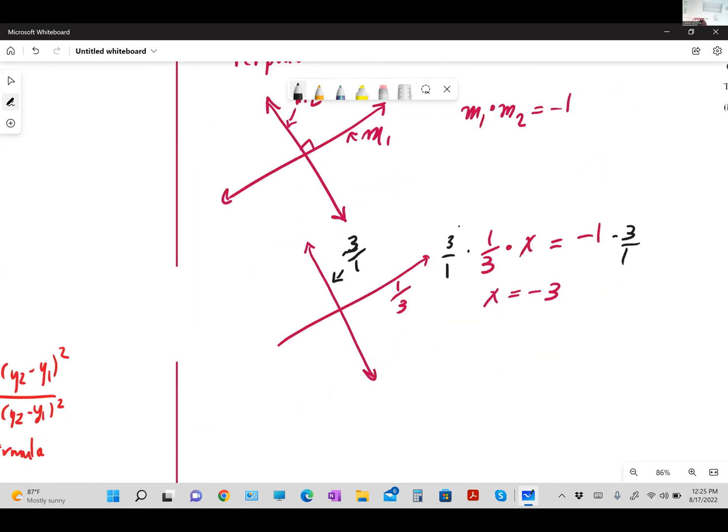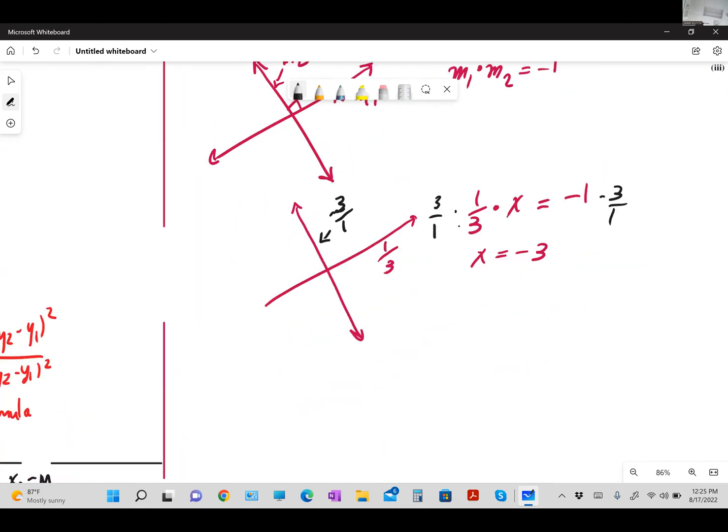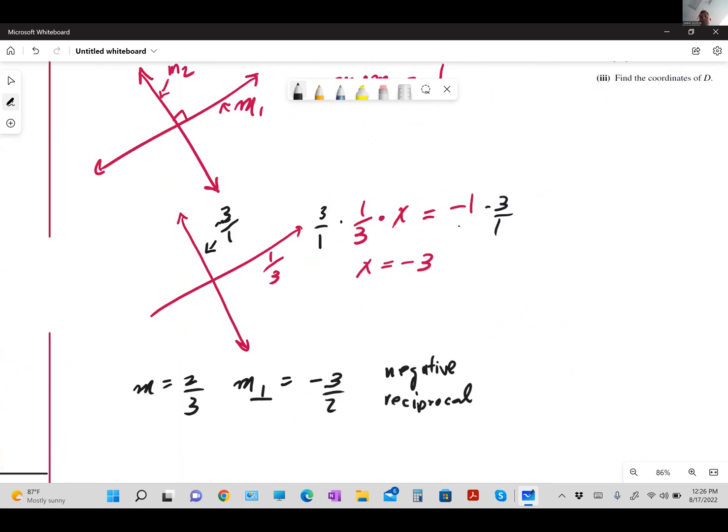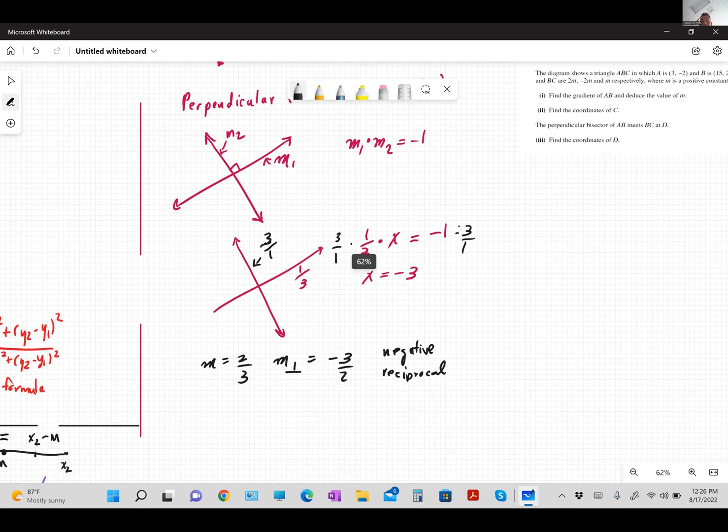What if, and this is perpendicular, of course, what if my slope M was 2/3? What would the perpendicular slope be? -3/2. We say it's the negative reciprocal. Do you remember that? Negative reciprocal. Okay. So far, so good.